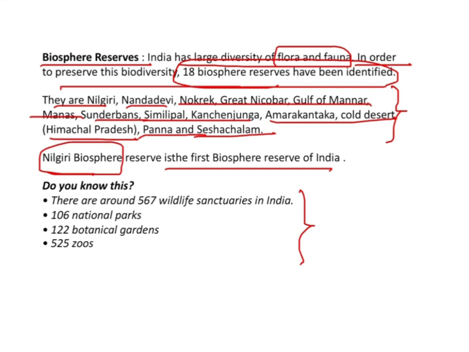These are the important things. There are 565 wildlife sanctuaries, 106 national parks, 122 botanical gardens, and 525 zoos.